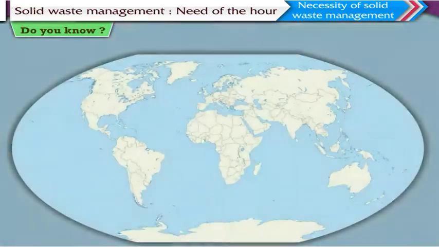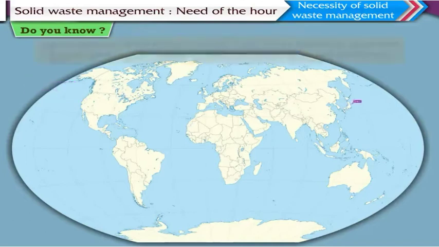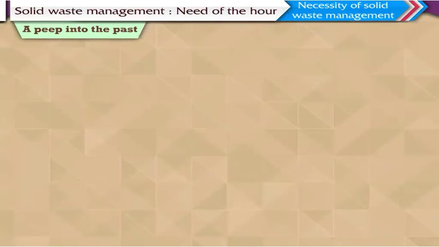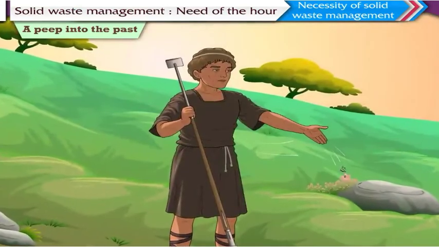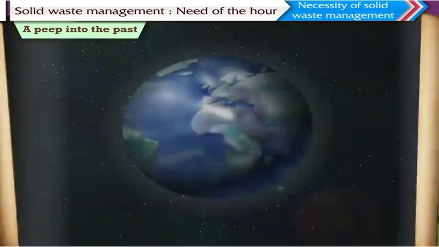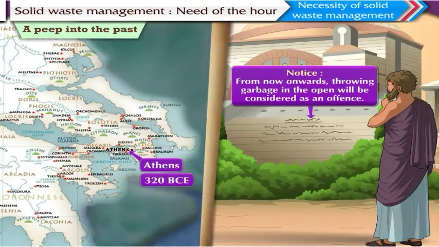Do you know? America is the largest producer of electricity from solid waste. Japan has developed the projects of production of threads, paper, and other useful materials from banana peelings. A peep in the past. Ever since ancient times, special attention has been given to garbage disposal. In the Greek city of Athens, in 320 BCE, a law had been enacted regarding garbage disposal. It made throwing garbage in the open an offense.